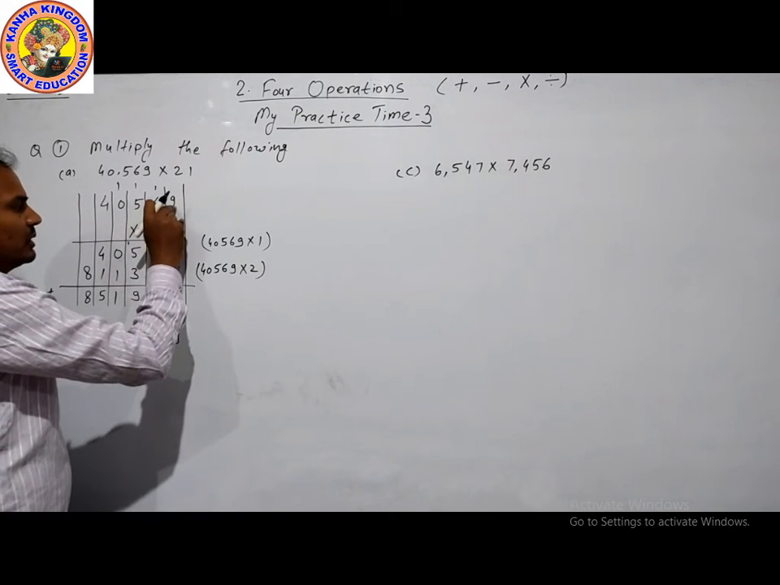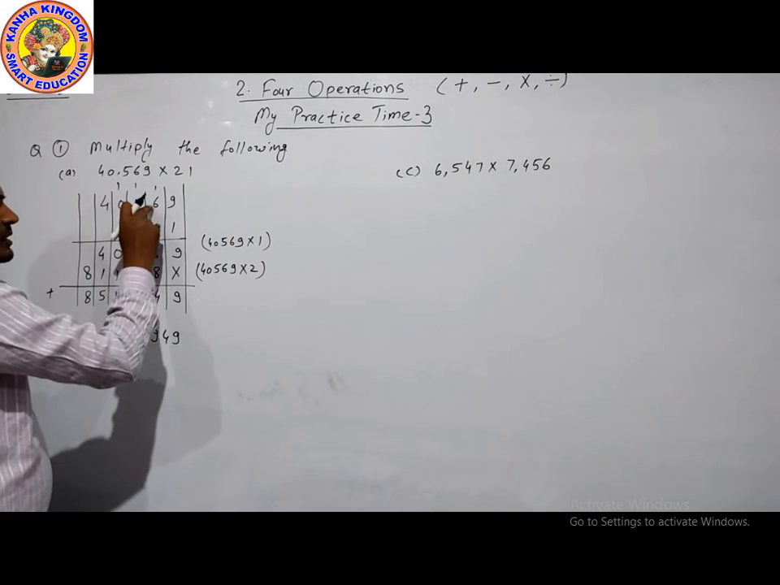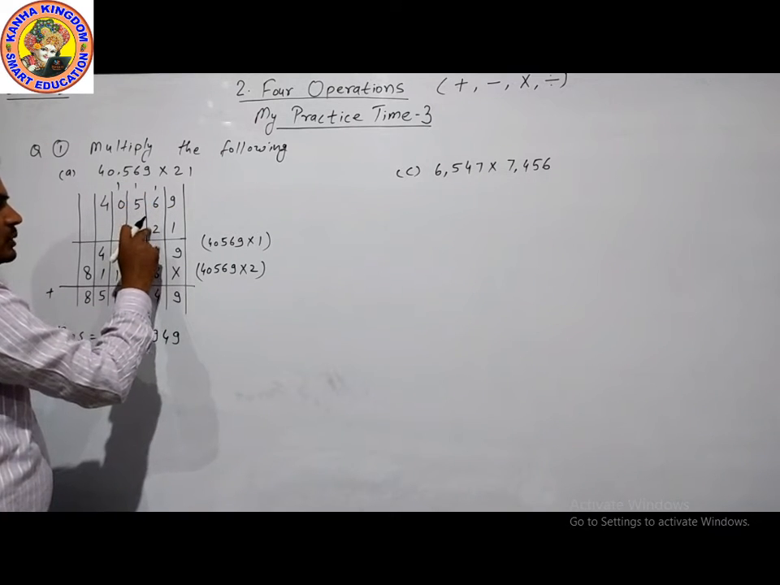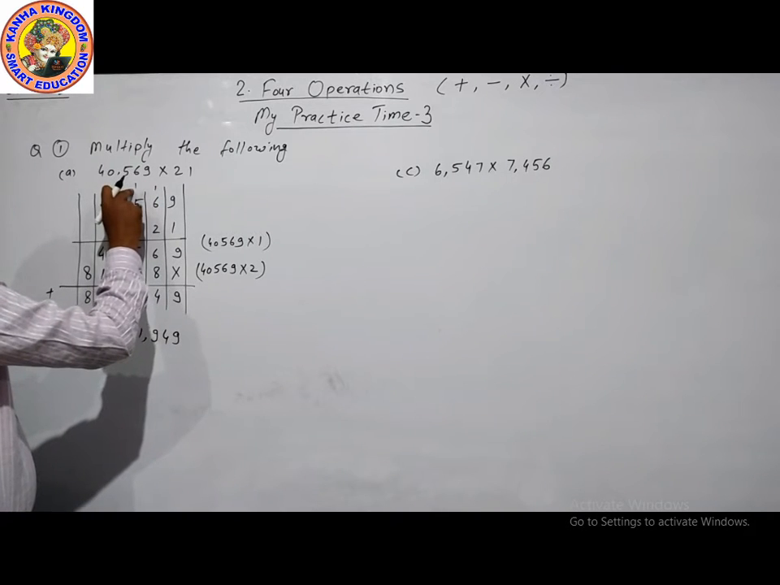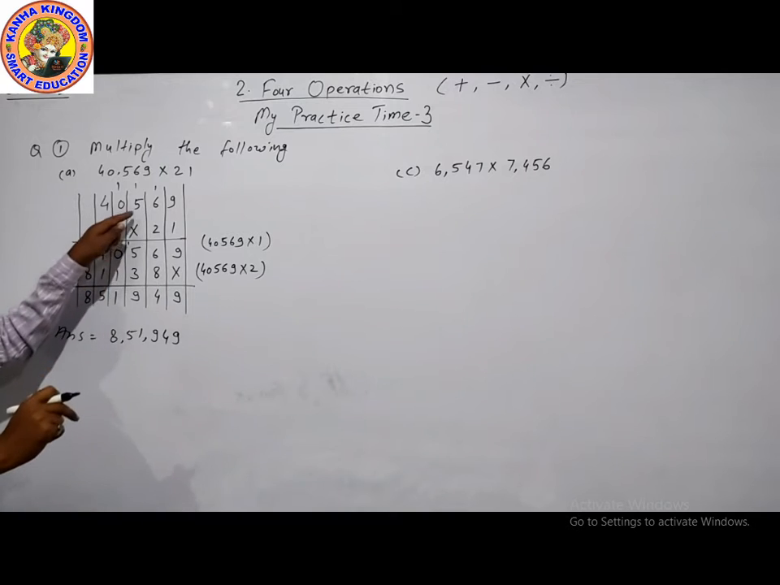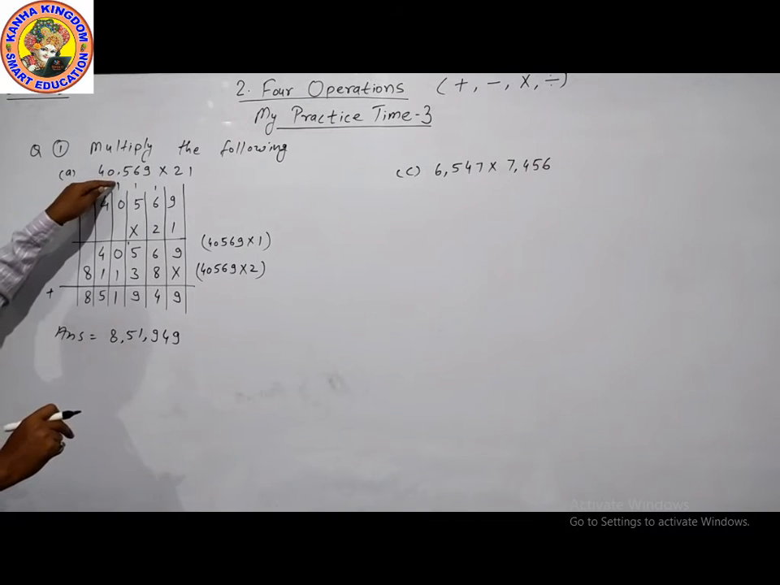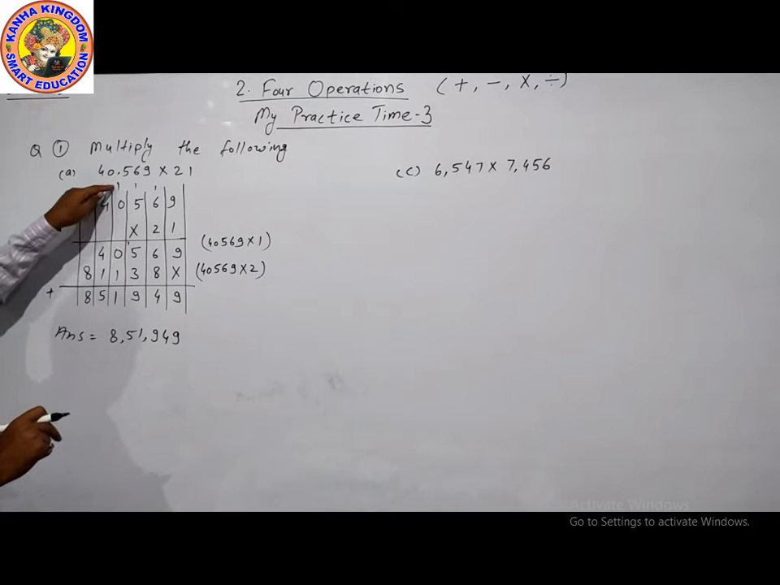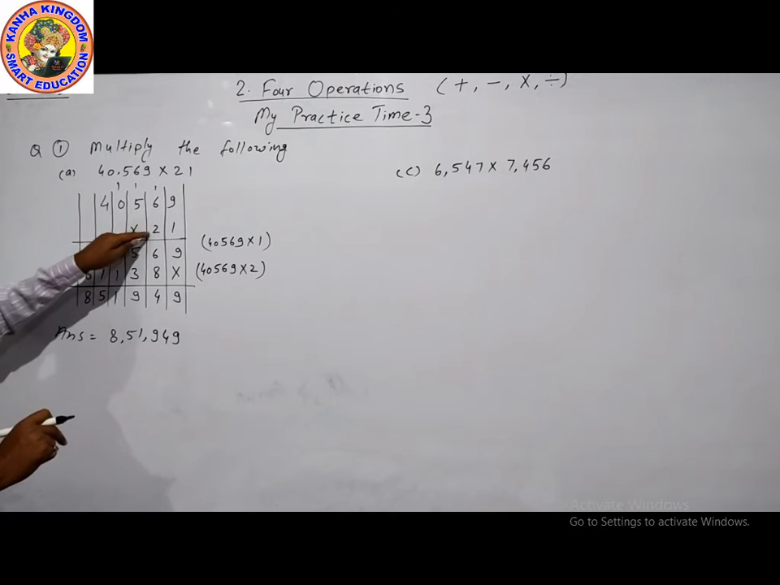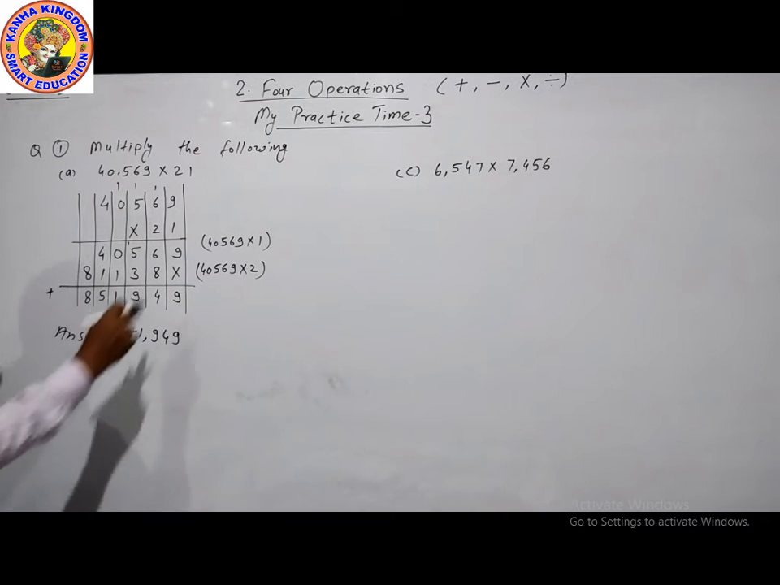Now 2 into 9, 18, 8 and 1. 1 is carry point. 6 into 2, 12, then 1, 13. 3 and 1. 1 is carry point. 5 into 2, 10. 10 plus 1, 11. 1 and 1. 1 is carry point. 2 into 0, 0. 0 plus 1, 1. 2 into 4, 8. Now we will add these numbers.